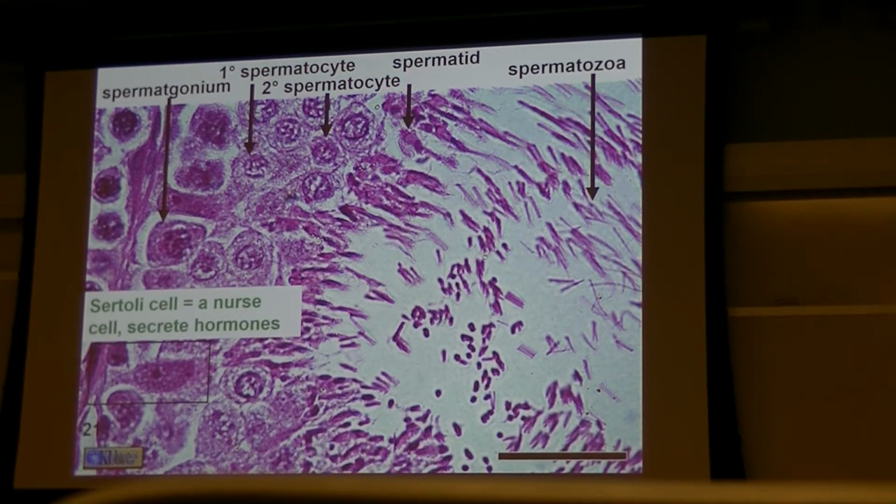Okay, here's another section showing you spermatogonia and some of these different cell types with mature sperm in the middle, and an actual Sertoli cell that is inside the seminiferous tubule.